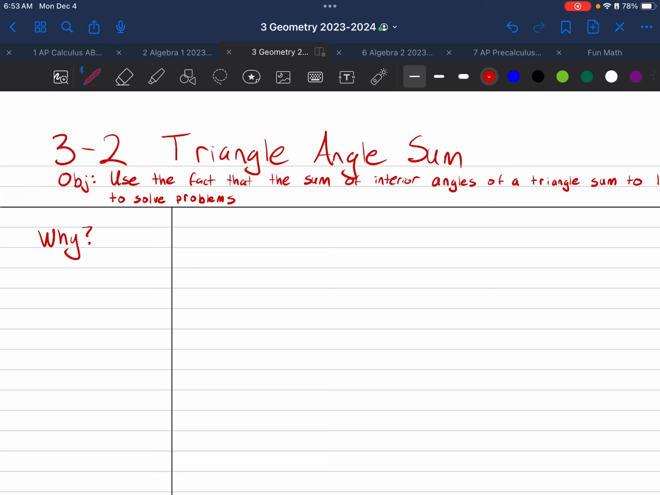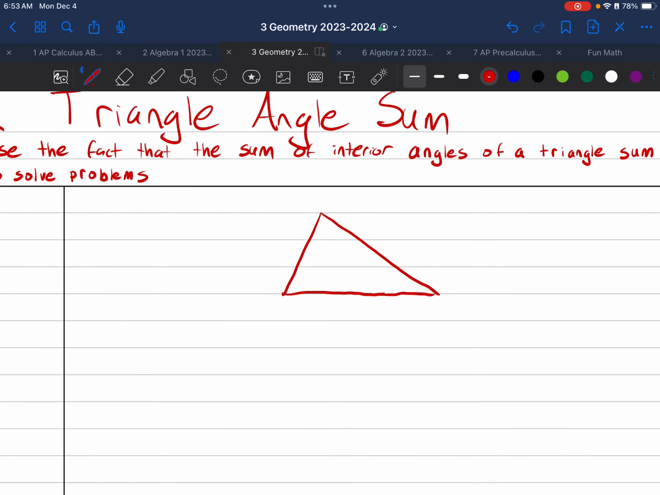So I'm going to start with a triangle. And let's make our triangle maybe a little bit wonky here. I am going to prove to you by the end of this tiny little piece that if I add up measures A, B, and C, they will equal 180 degrees. And here's how I will do that.